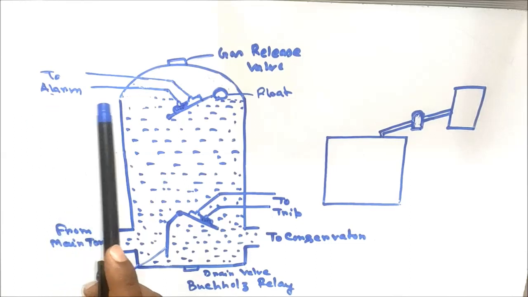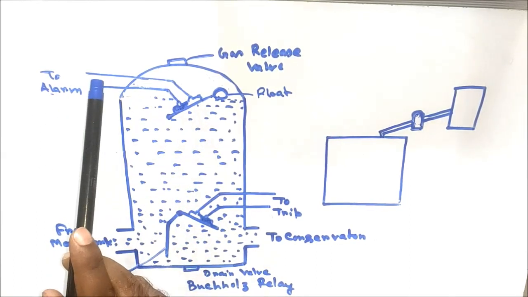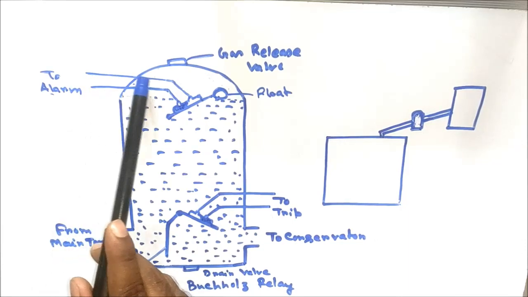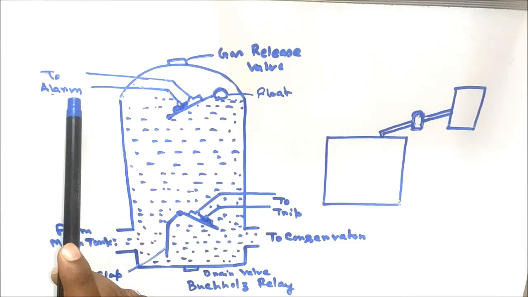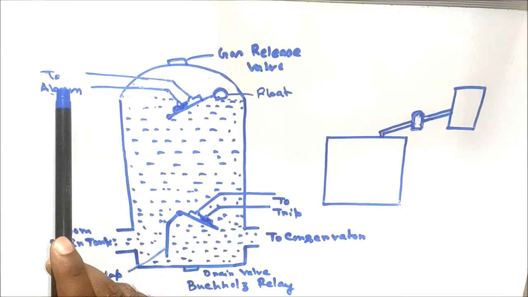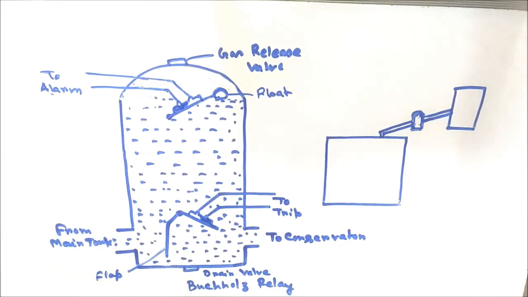Similarly, for the auxiliary relay connected from this Mercury switch, if this Mercury switch makes, then the DC connected in this cable will flow to this cable, and therefore the auxiliary relay connected with this cable will actuate, and it will send a Buchholz alarm signal for a slight internal fault in the transformer.